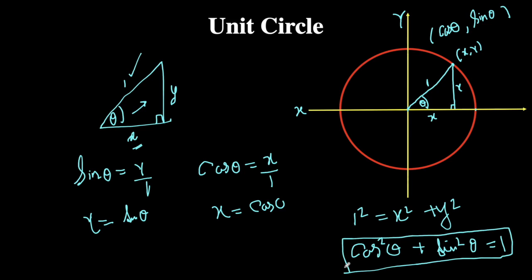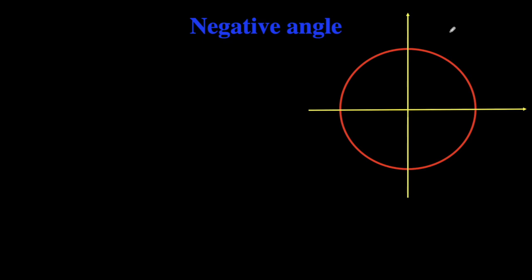This we have already solved in the previous tutorial, because there was a question: sine square 45-degree plus cos square 45-degree, and we found the answer as 1. So if you have anything like sine square theta plus cos square theta, that will be equal to 1, and you can solve this by using the unit circle. This slide is also the proof for sine square theta plus cos square theta is equal to 1. Hope you understand this proof.